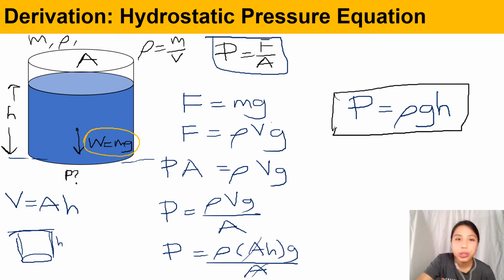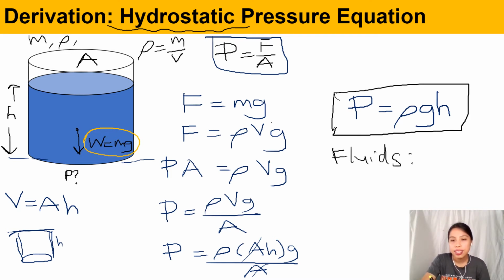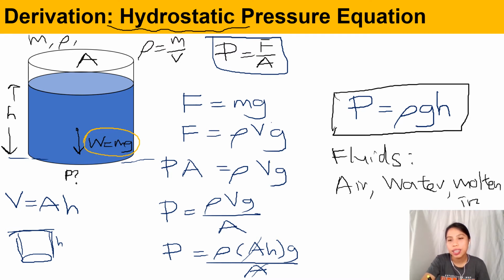We use the word hydrostatic. You may have seen this word before. Hydrostatic does not necessarily mean water, but you can use it for fluids. Fluids including air, including water, including molten lava. So fluids, not just water only. You have air, you have water, you have molten. Molten means you heat up, let's say, molten iron. Heat up the iron, it is so hot it becomes like a fluid. Same thing, okay? So just remember this.